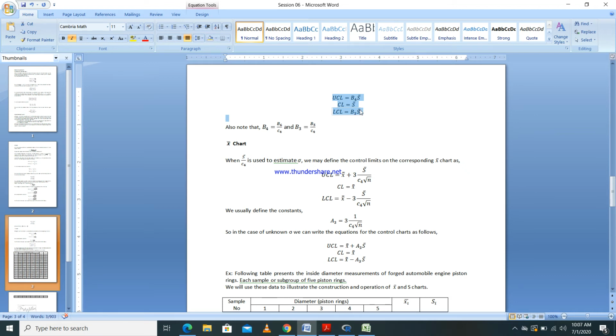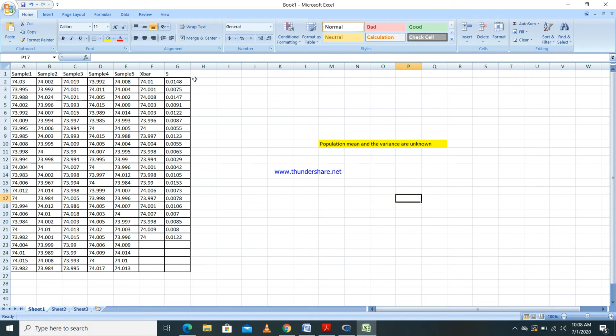So what you have to do then, if you are going to construct the S chart first, the first thing is you have to calculate the sample standard deviation values, right?